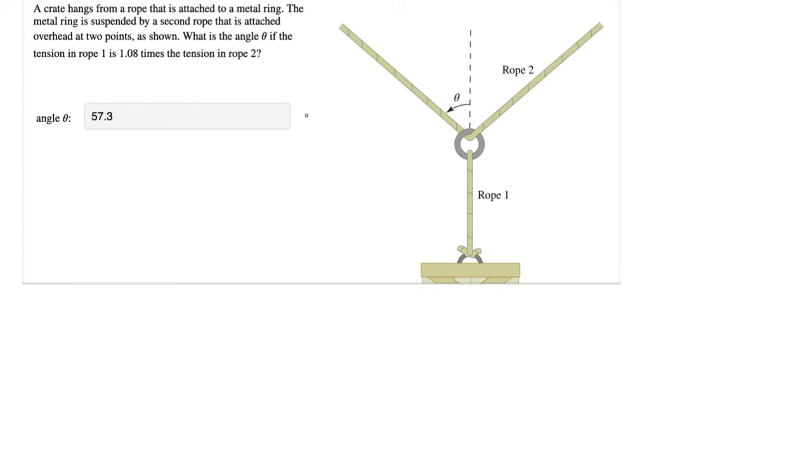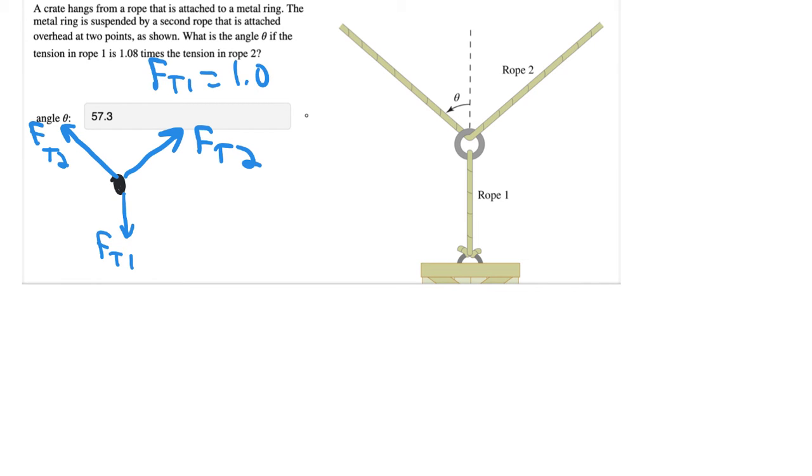So when we draw our free body diagram, it's going to look something like FT2 pointing that way, and FT2 pointing that way, and then FT1 pulling down. And we're given that FT1 is 1.08 FT2.